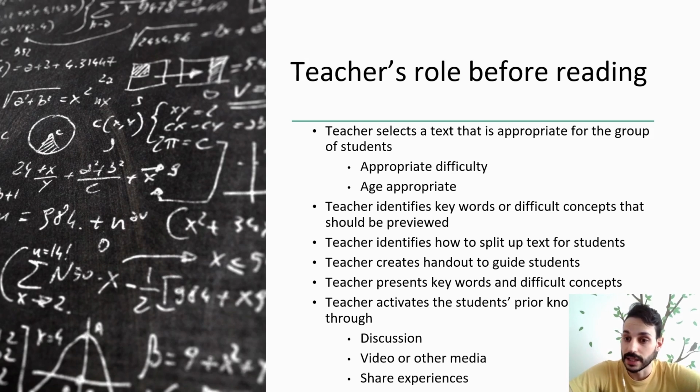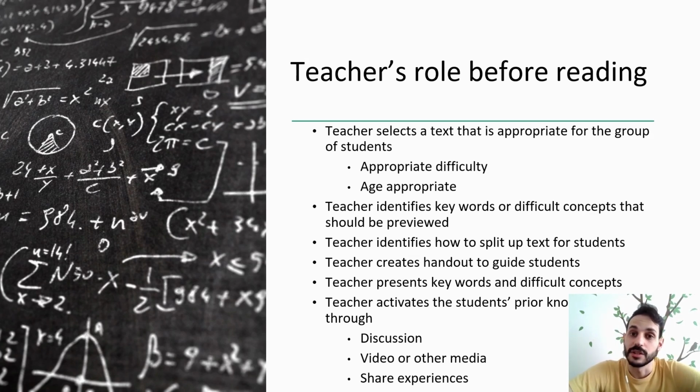The teacher must select the text and make sure that it is appropriate difficulty for the students that will be reading it, and also make sure that the topics covered are age appropriate to engage the students. The teacher will also identify keywords or difficult concepts that need to be previewed with the students. The teacher must also decide how they will choose to split up the text, whether by splitting it up into a few sentences or a paragraph or multiple paragraphs. The teacher should have a good understanding of their students and what they're able to do and how much they're able to read at one time.